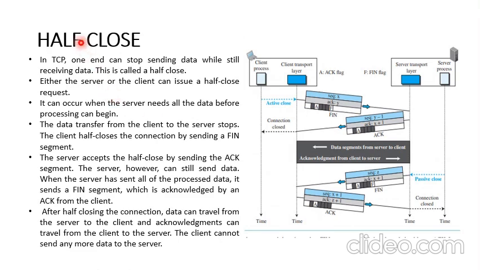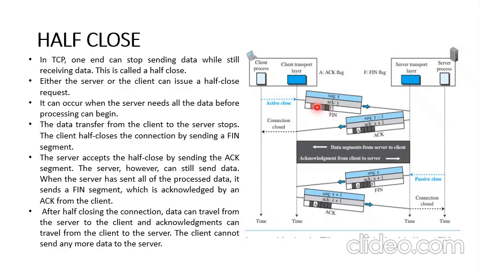And the last is a half close. It is a scenario where one end stops sending data but still can receive the data. So in this example, we can see the right side figure. Client sends a FIN flag to stop sending, but the server continues sending data. The connection remains open in one direction until the other party also sends the FIN flag.